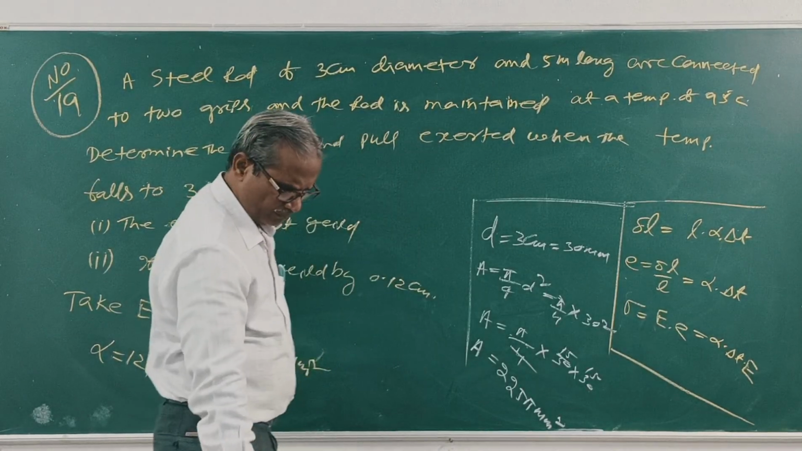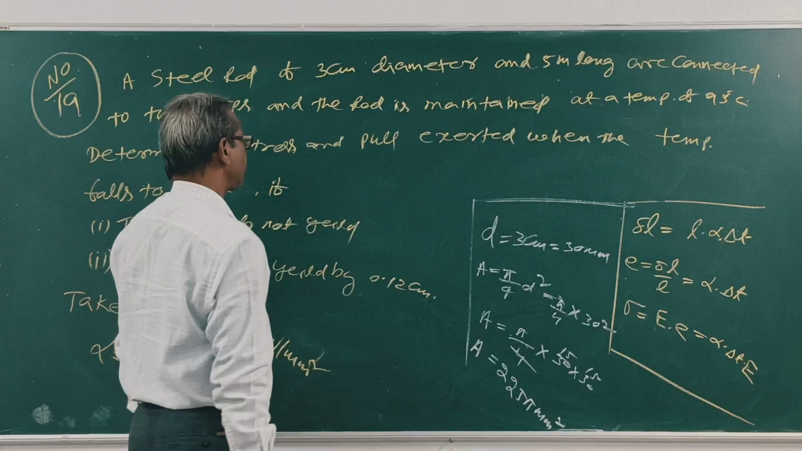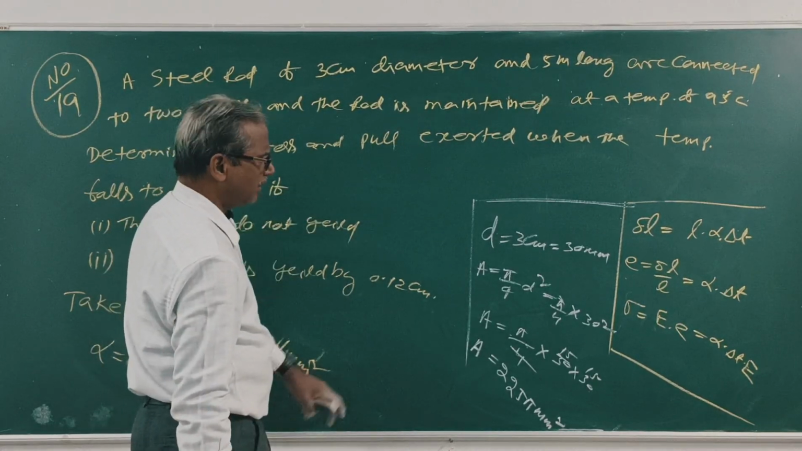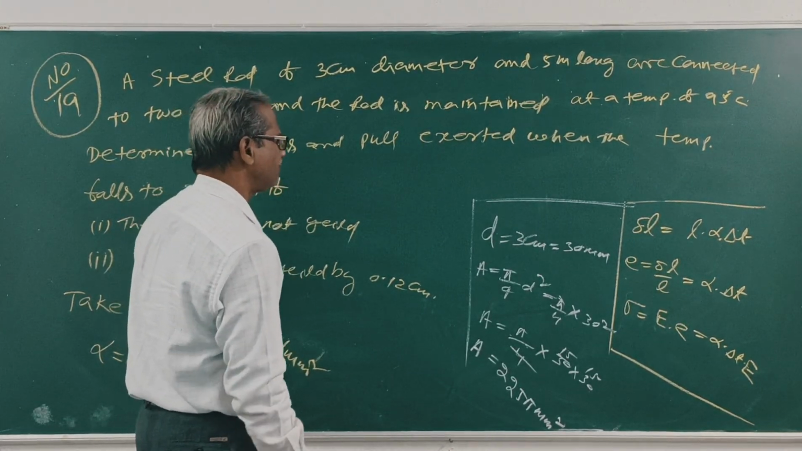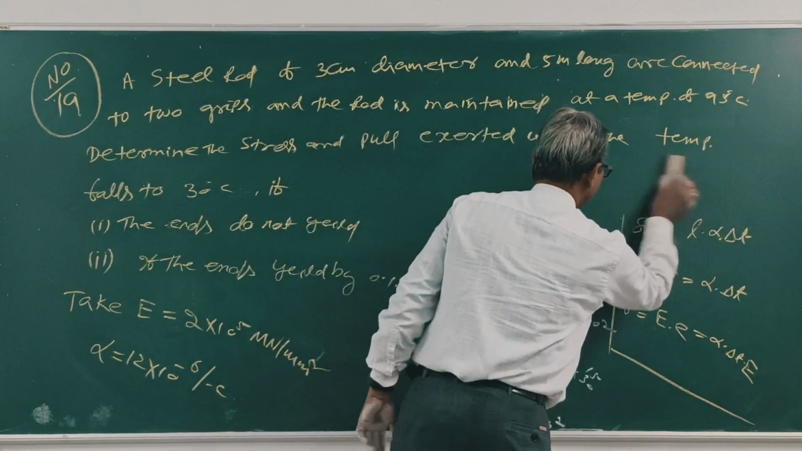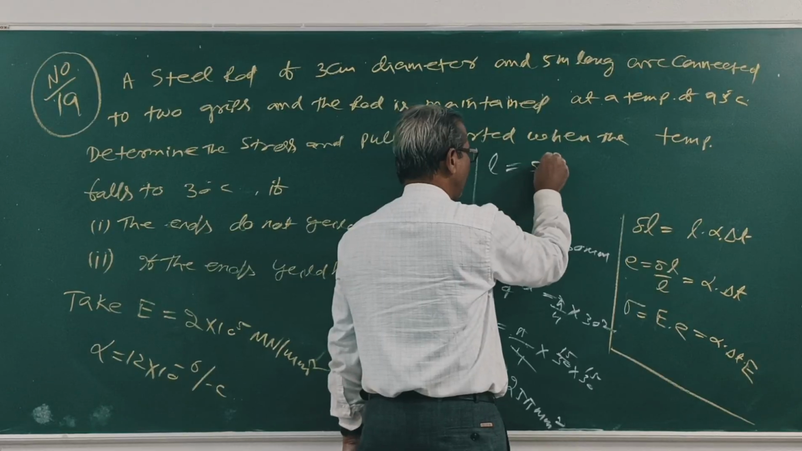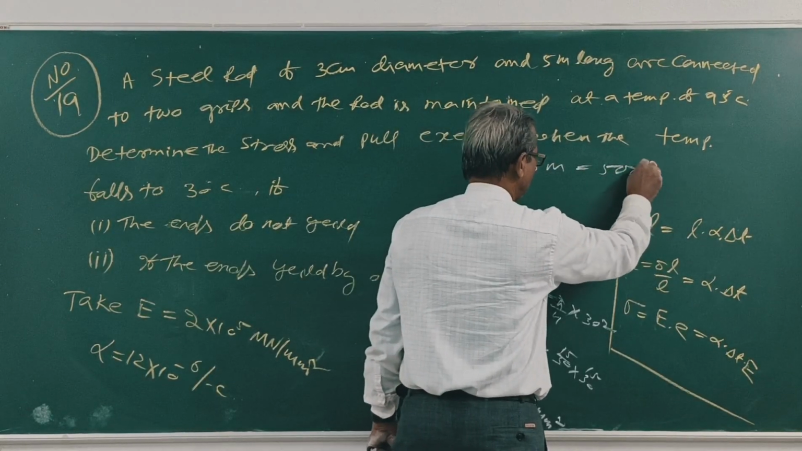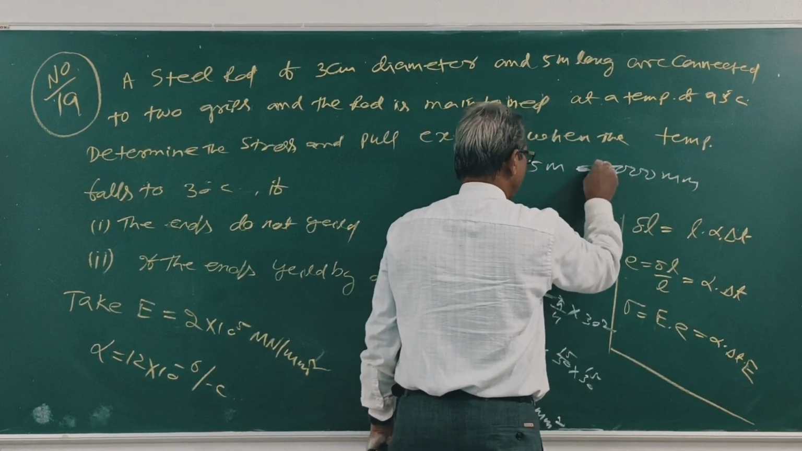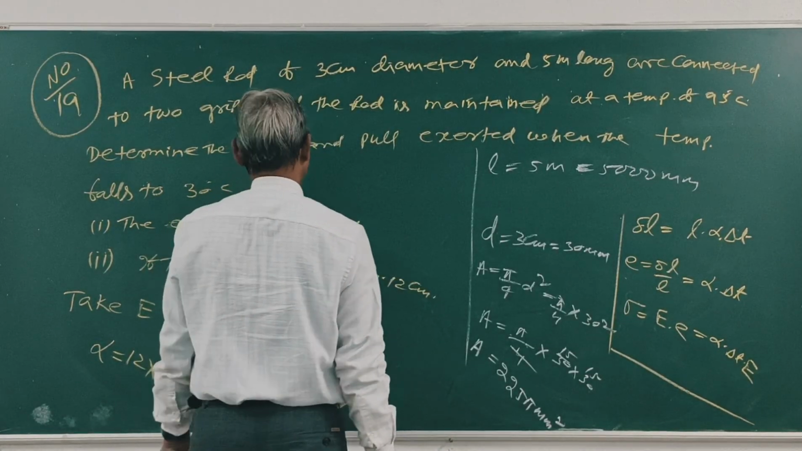Now, length: 5 meter long, L. What is L? L is equal to 5 meter, so 5000 mm. Clear?